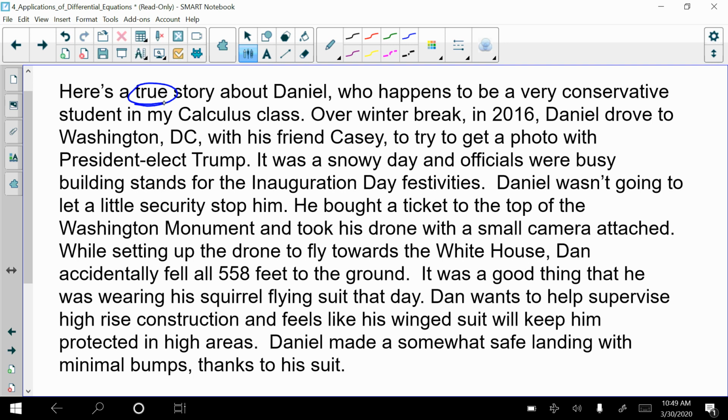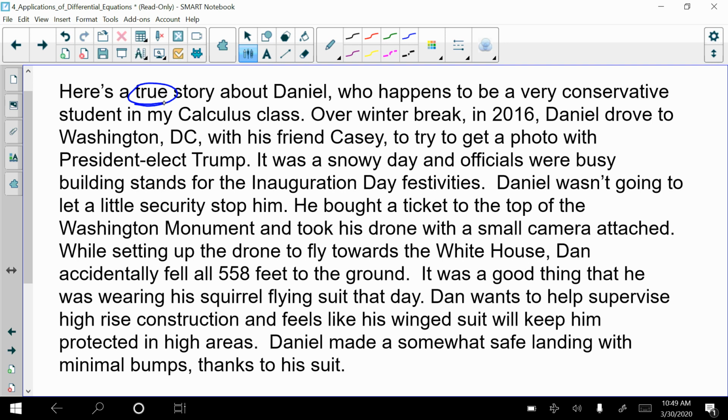That makes me think of my younger brother, and this ridiculous question very much makes me think of him. He'll think of the most ridiculous way of solving a problem and think that is the best approach. But anyway, he's a conservative student, and in 2016 wanted to get a picture of President-elect Trump.